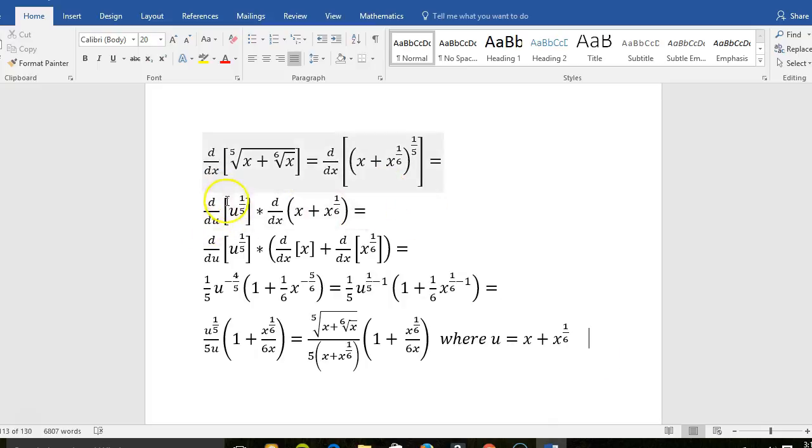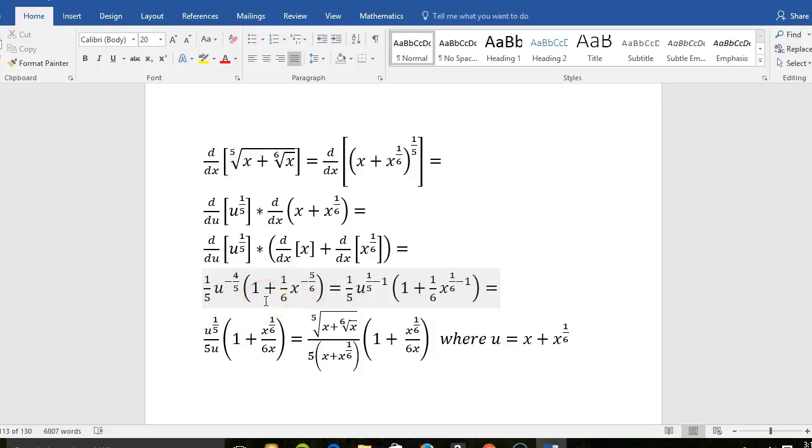So here's the chain rule right here. D by du u to the 1/5 times d by dx of the u term. Actually, sometimes in problems past I've been skipping this step, but I just go ahead and do it. Remember, the derivative of the sum is the sum of the derivatives. Well, d by dx of x is just 1, and d by dx of x to the 1/6, that's 1/6 x to the negative 5/6. Now, d by du of u to the 1/5, that's 1/5 u to the negative 4/5. And we're multiplying it distributively by the stuff inside here, okay?